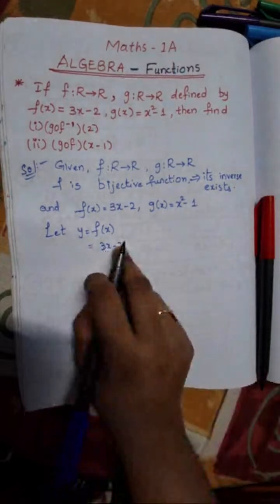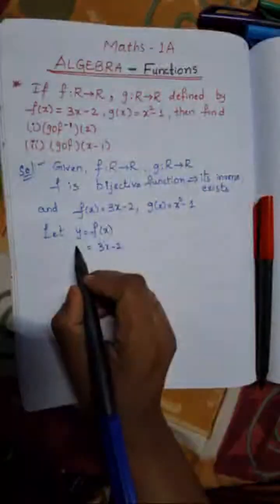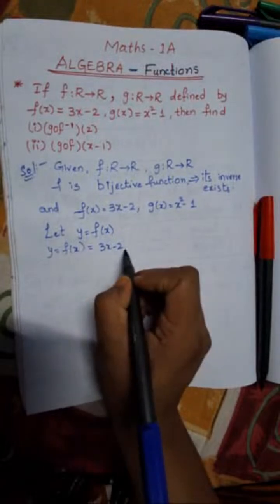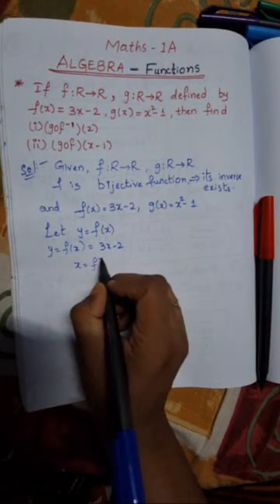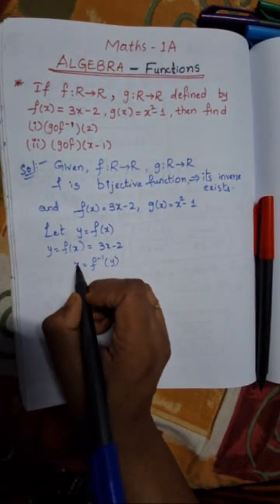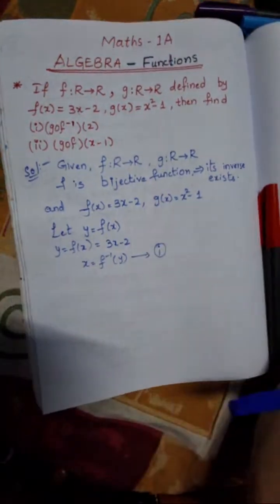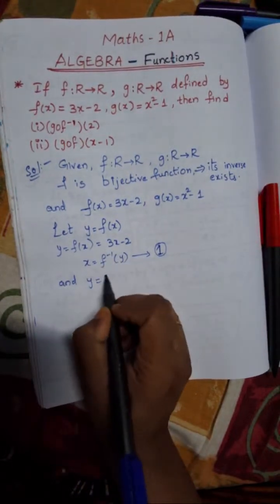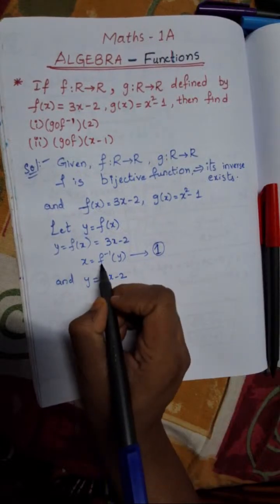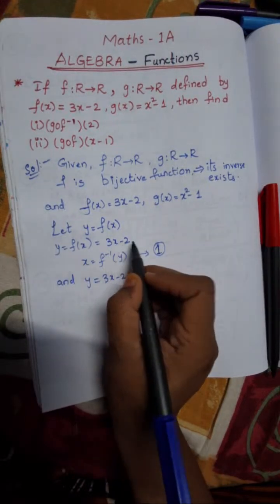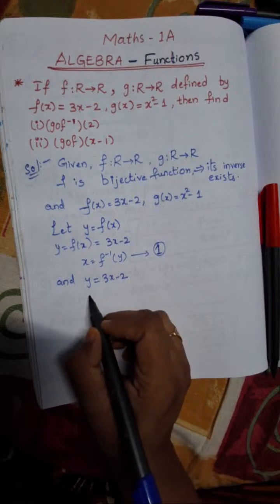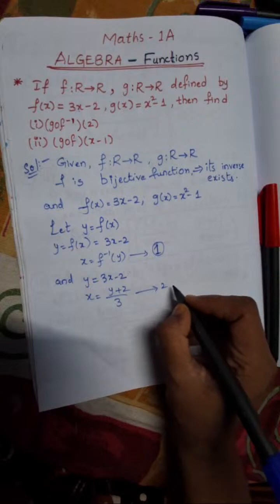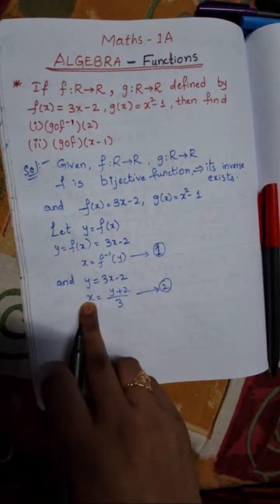Now y equal to 3x minus 2 is given, then inverse exists, so we can write y equal to f of x equal to 3x minus 2, x equal to f inverse of y. From this we can take x equal to f inverse of y. This is equation 1. Now we have y equal to 3x minus 2. From this we can have x equal to (y plus 2) by 3. So this is also an x value and this is also an x value. Two equations are there: x equal to f inverse of y and x equal to (y plus 2) by 3.